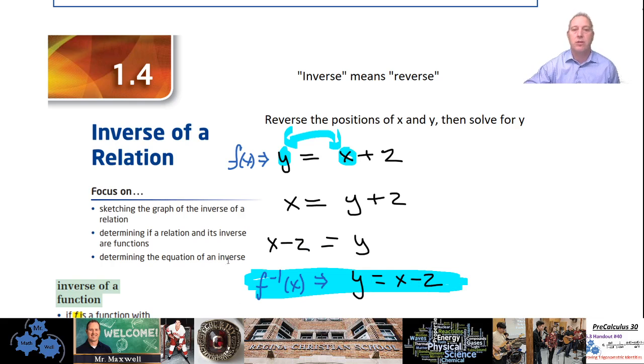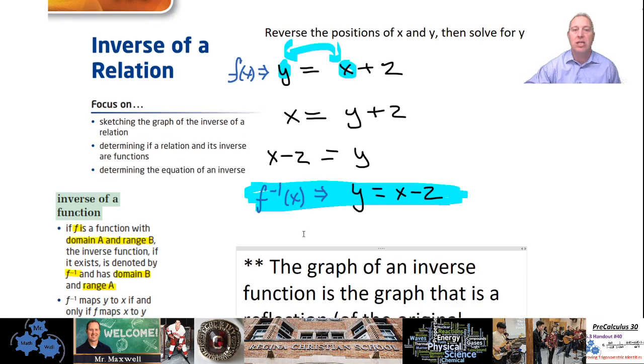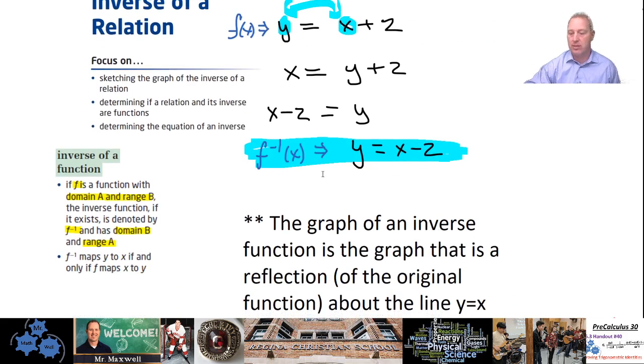Couple things to note. The notation here, f to the negative 1 of x, that's the notation for inverse. And when I say inverse means reverse, this is how the book says it. If f has domain A and range B, then the inverse has domain B and range A. That means x and y reverse. That's all that means, okay?